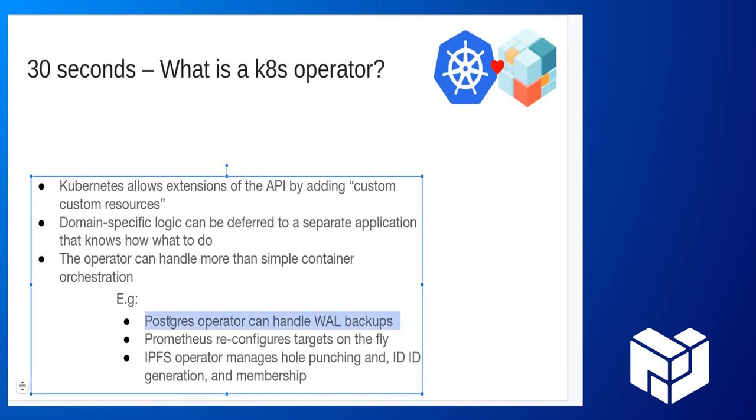These are some great Kubernetes operators that exist. The Postgres operator, if you change the size of it, it knows how to handle WAL backups. You don't need to be a DBA to run Postgres if you use the operator. Prometheus, same way. If you deal with Prometheus monitoring, you can edit Prometheus targets on the fly without going in and editing any of the config files. And of course, this one that we're discussing right now. All the minutiae to do with setting up an IPFS cluster, you probably noticed that I didn't do any of it, right?